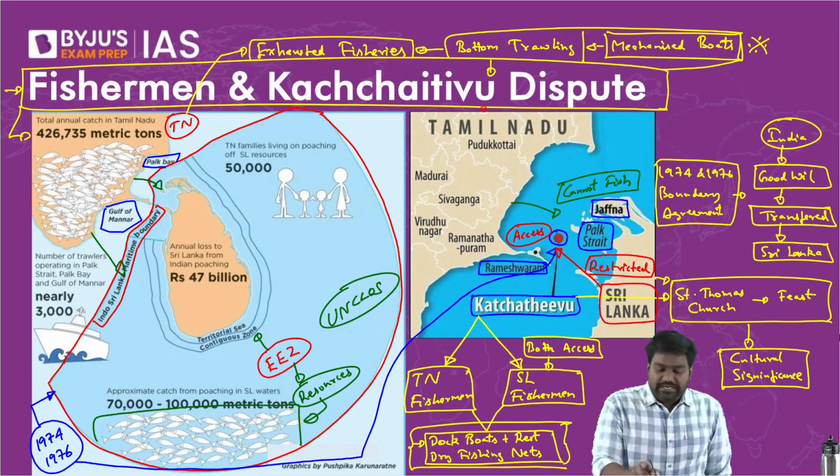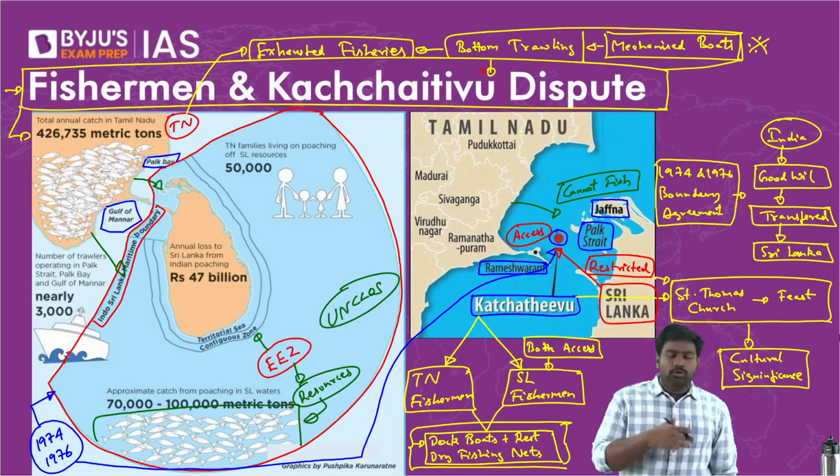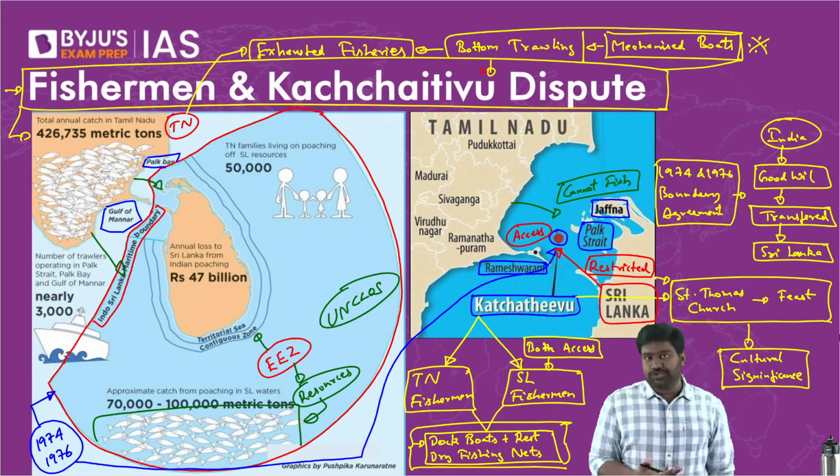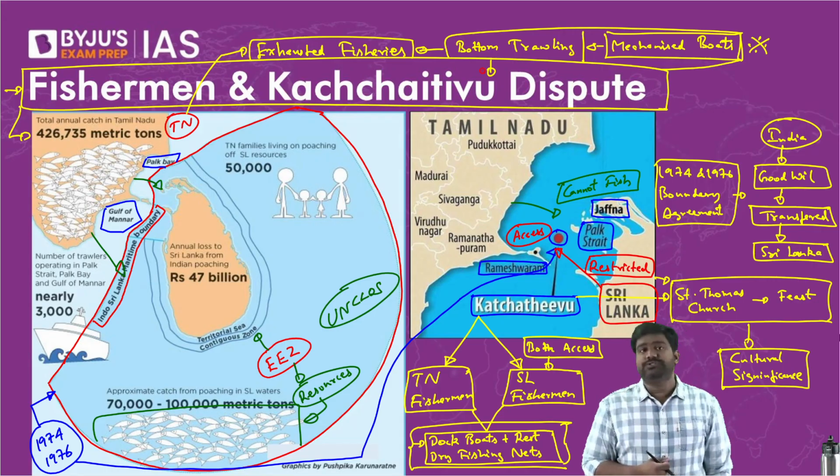But the problem is, it destroys the equilibrium in the marine ecosystem. It will not allow nature to replenish the fish, thereby destroying the stockpile, leading to critical shortage and exhaustion of the fishery resources.